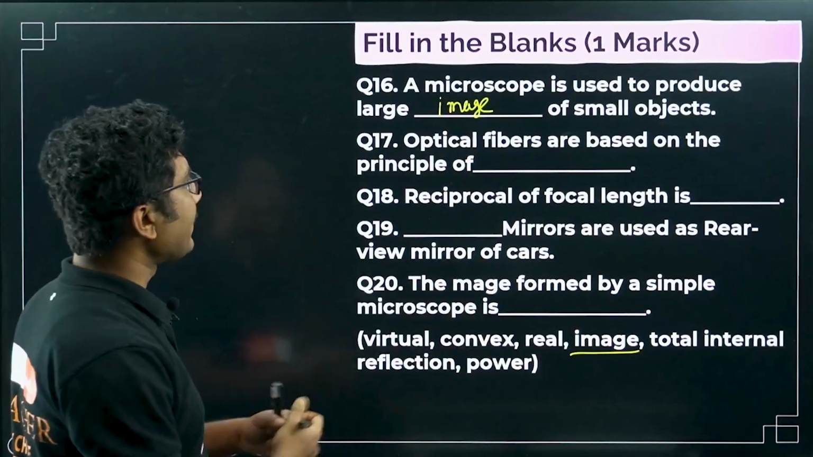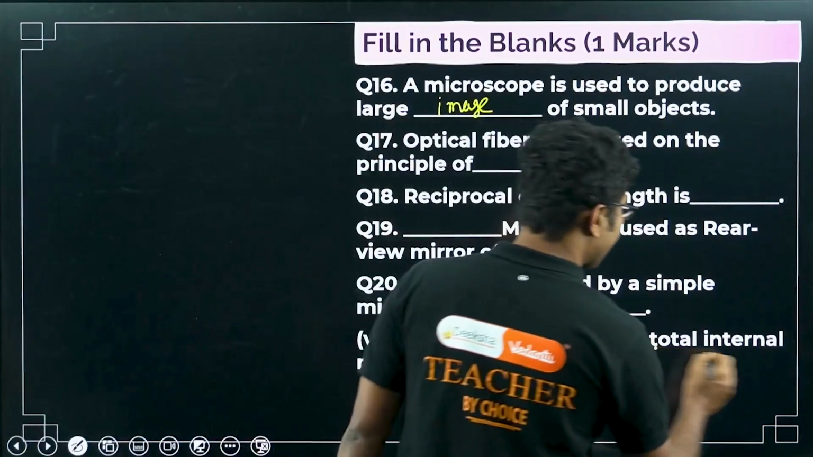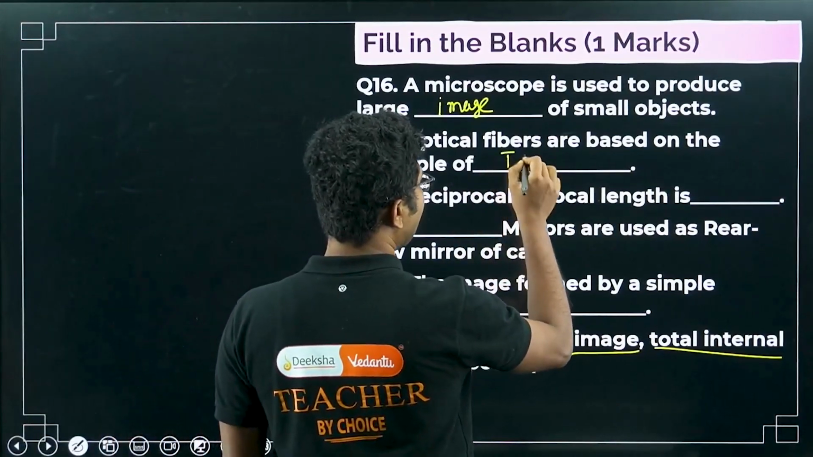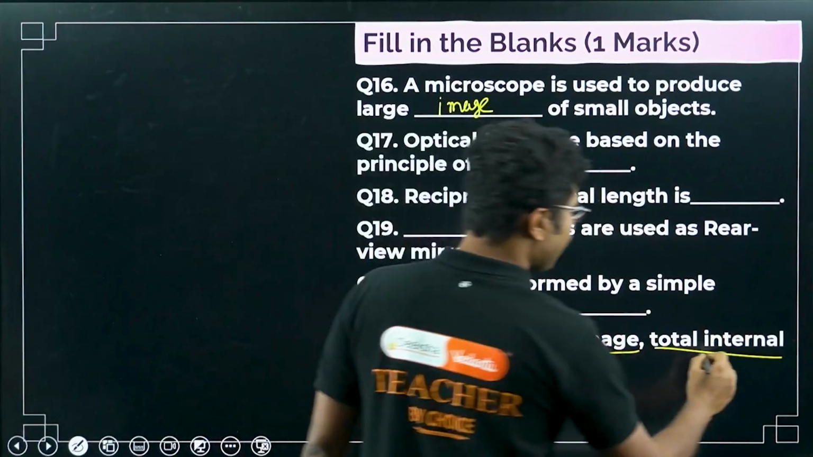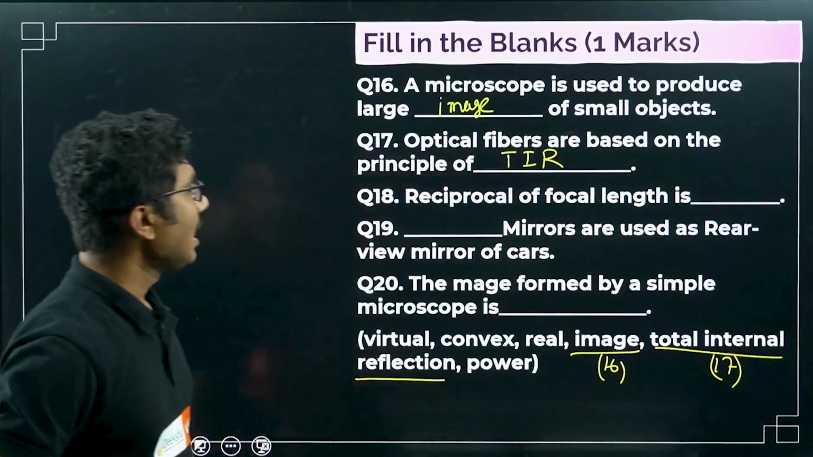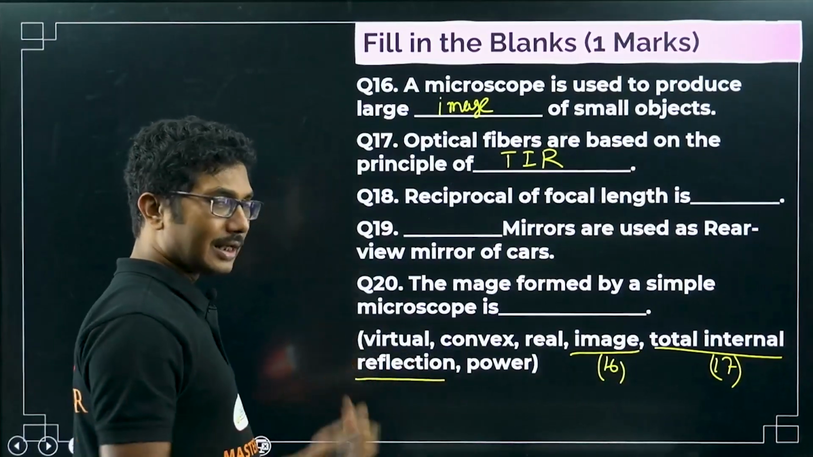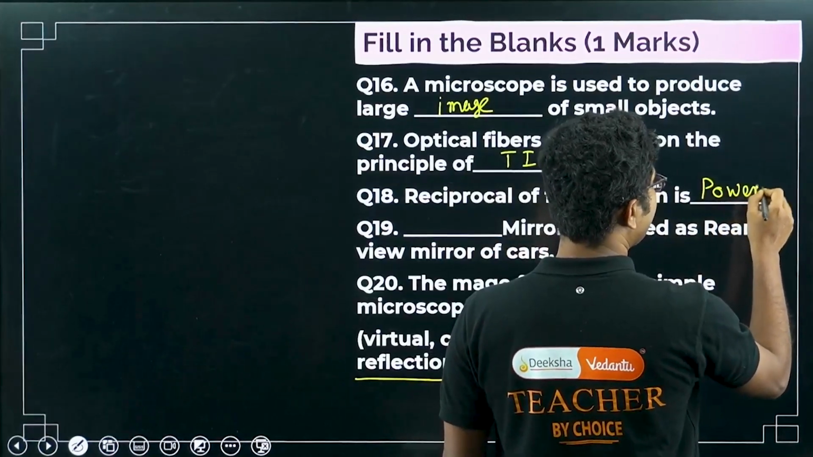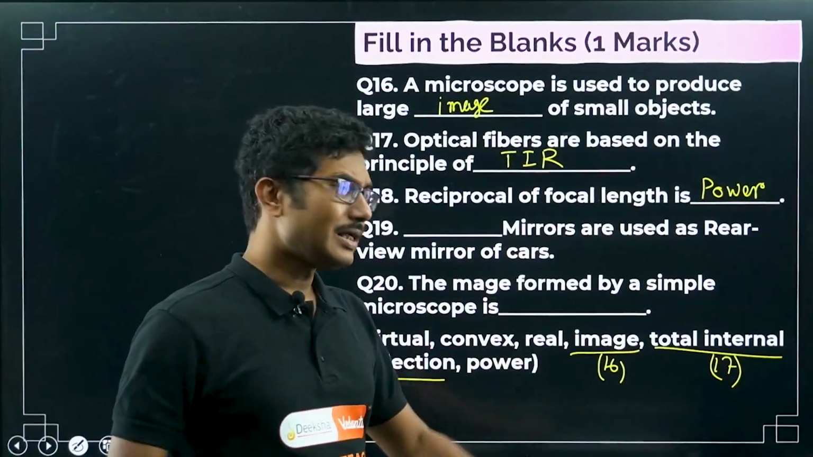Next, optical fibers are based on the principle of total internal reflection. So optical fibers are basically based on total internal reflection. I am writing TIR in short. If you are not able to understand, I am writing 17 here as well. So here is 16. Next question, the reciprocal of focal length is dash. So reciprocal of focal length is called power, provided the focal length is measured in meter. In SI unit obviously they are measured in meter, so reciprocal of focal length is power.